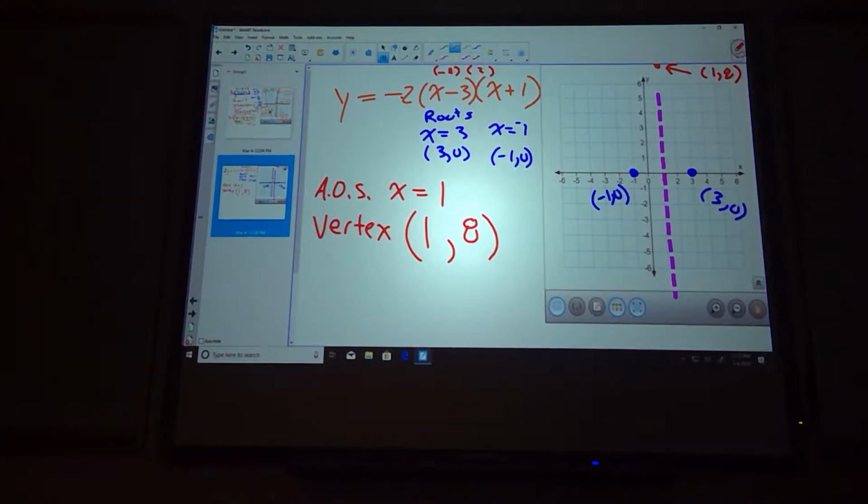Should this parabola be opening down? Yeah, what sticks out that says it's opening down? The negative 2 out in front. Yeah. Why would you multiply the negative 2 into, like, where do they come from?